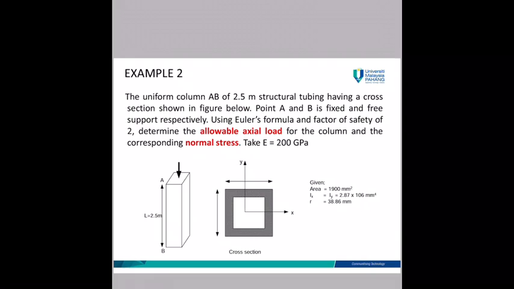The uniform column AB of 2.5 meter structural tubing has a cross section as shown in the figure below. Points A and B are fixed and free supported respectively. Using the formula and a factor of safety of 2, determine the allowable axial load for the column and the corresponding normal stress. Take E equal to 200 gigapascal. Here is a hollow, inside here you have nothing. This is a hollow column. The area is given and the I is given here, this is to the power of 6, and the r value is given. Since the I and r values are given, there is no need to recalculate.